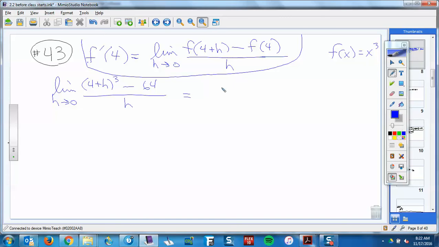It's the expand command. You go under algebra to expand. You go 4 plus h cubed, expand, it'll do it. Let me show you a little trick. And Mrs. Payne may have shown this.